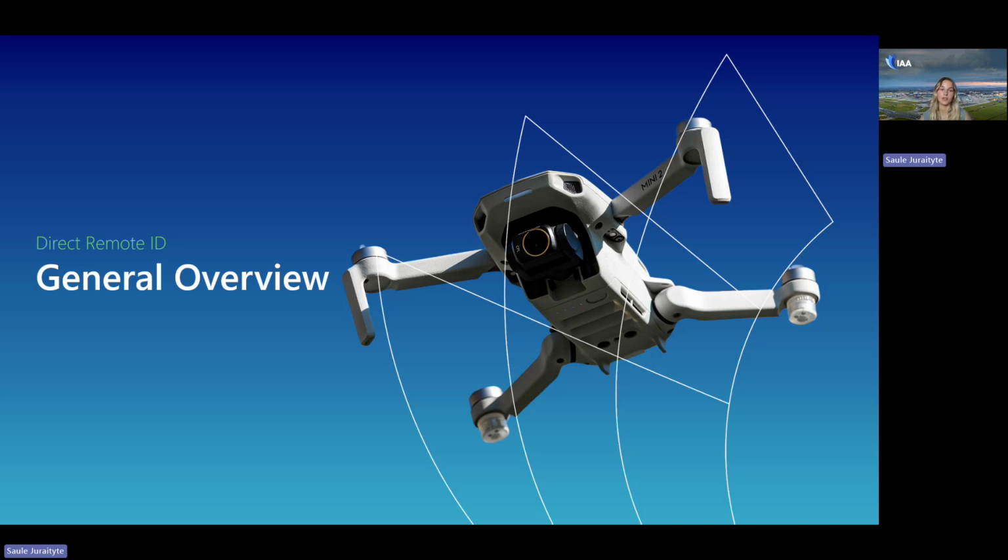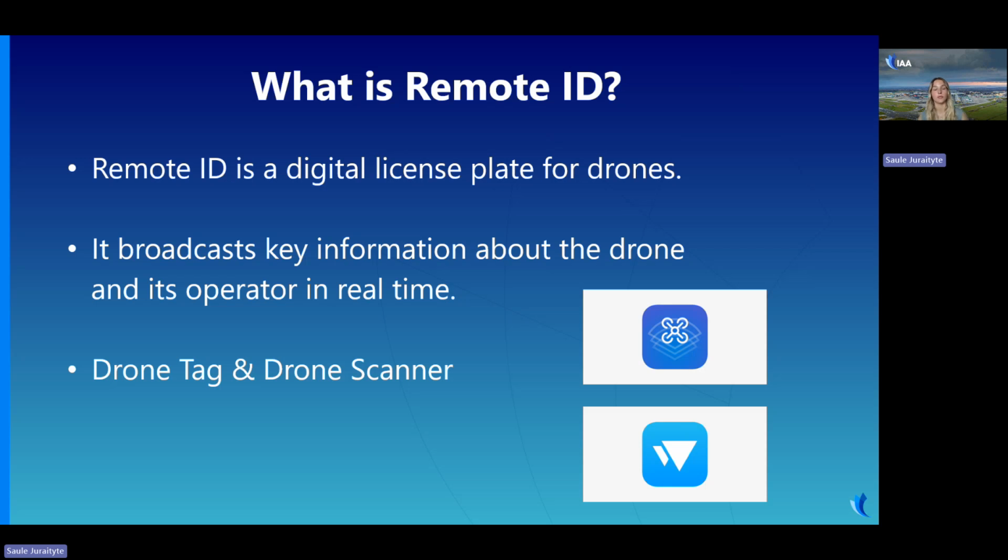So let's get started. What is remote ID? Remote ID, or direct remote identification, is a system that allows drones to broadcast information about its identity, location, and operator while in flight. Think of it as a sort of digital license plate for drones. This information can be received by authorities and members of the public using compatible apps or receivers. For example, applications like Drone Tag or Drone Scanner can be used. The goal is to enhance safety, security, and accountability in the airspace.